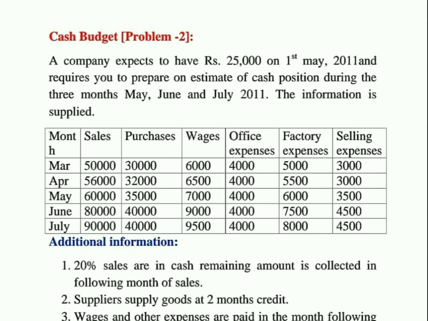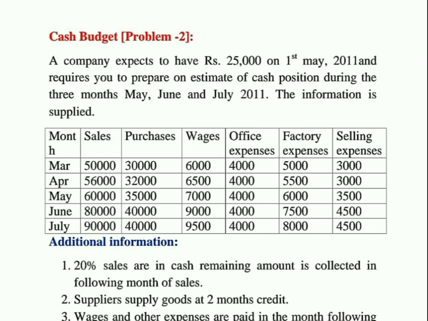A company expects to have rupees 25,000 on 1st May 2011 and requires you to prepare an estimate of cash position during the 3 months May, June and July 2011. The information is supplied for the months from March to July. See here, the information is given in terms of sales, purchases, wages, office expenses, factory expenses, selling expenses.